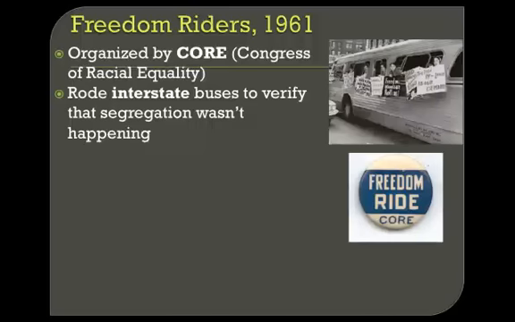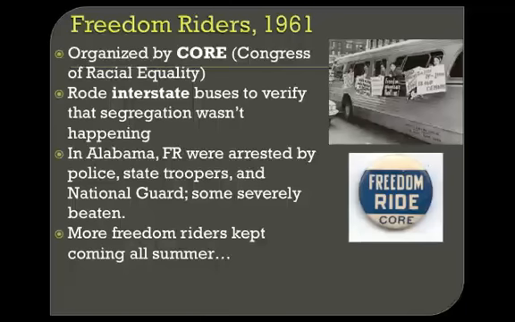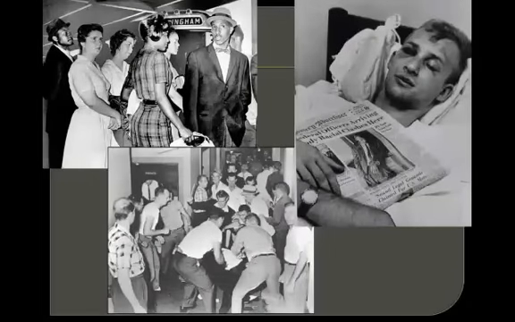So in Alabama, these Freedom Riders, that's where they met some of the first violence. Actually, I think it might have been in South Carolina, but some of the more violent was in Alabama. They were arrested by police, by state troopers and the National Guard. Some of them were severely beaten when they resisted arrest, or when they were beaten by counter protesters, you could say, in the terminals. But that only inspired more Freedom Riders to come. So all summer, these Freedom Riders kept coming. You should watch that American Experience documentary all about the Freedom Rider movement. And a lot of them, again, it was interracial as well. These were not just Black Americans coming in from the North into the South.